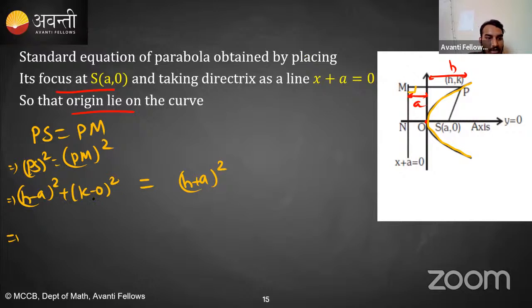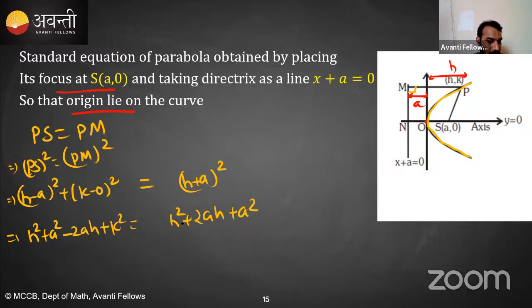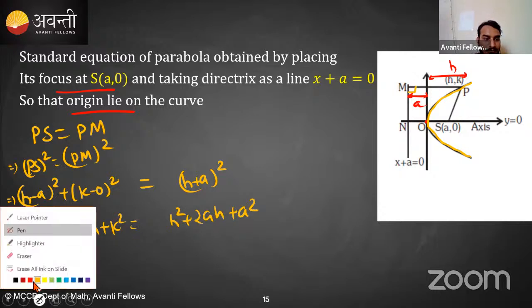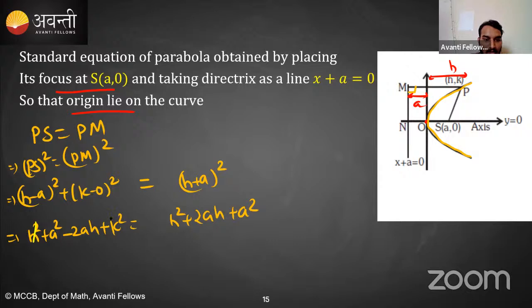Okay, very good. So now let's open this: h square minus 2ah plus a square plus k square is equal to h square plus 2ah plus a square. So h square and a square cancel out, yes or no? So what we are getting is that k square is equal to 4ah. Take the minus 2ah to the right hand side. So k square equals 4ah.